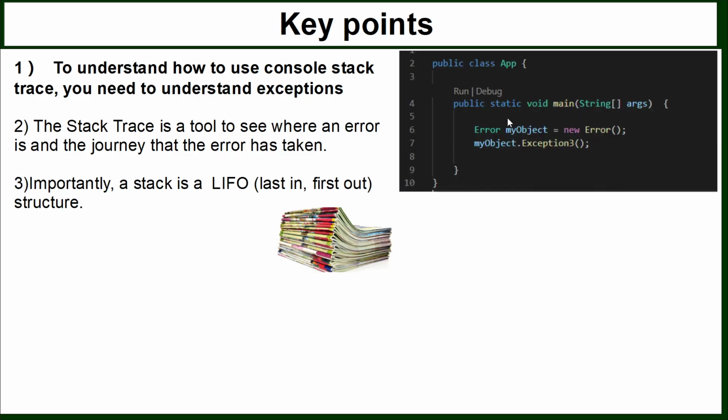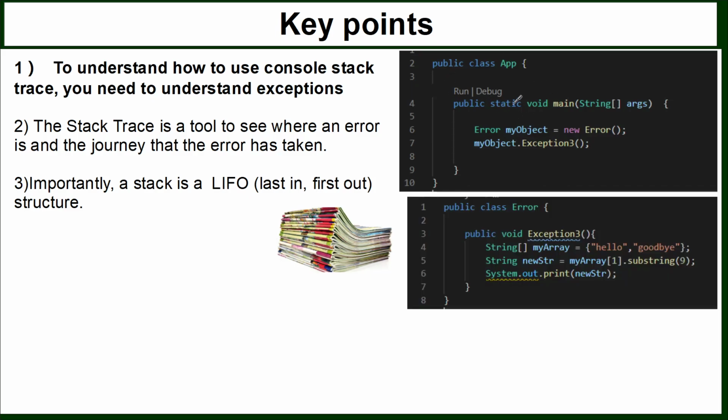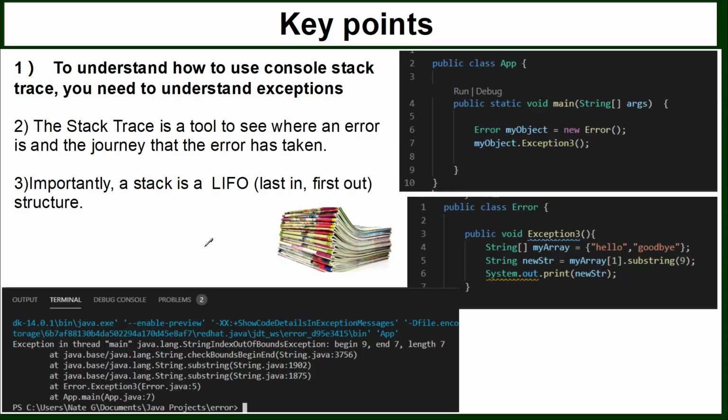So let's say we have created two different classes. In the main method, we create an instance, my object, and then we call a method from that. And then in this method, there's going to be a runtime exception. Again, if you don't understand why this is a runtime exception, watch that video. So when you then run this code, in the terminal section on the console, you'll see this. So here we see there's been an exception in the main, and this is the exception. And then this is our stack trace here.